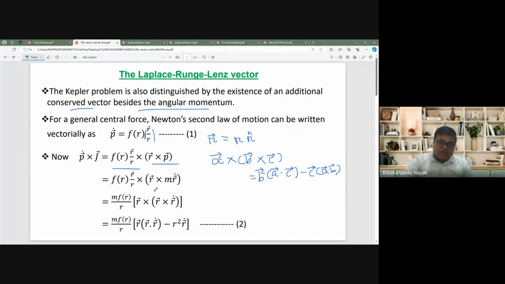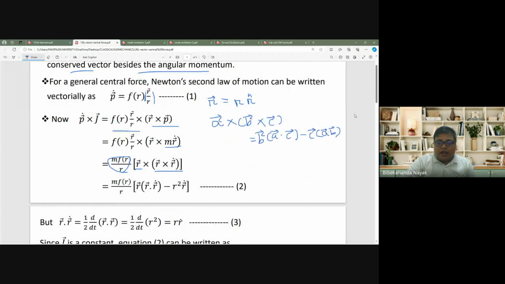So now use this. P is nothing but m times r dot, the velocity. So we take the cross product of these three. m is a constant, so m and F(r) by r are scalar quantities; they come outside the brackets. Only the cross product r cross (r dot cross r) remains. According to the formula, B(A dot C), B is r dot, and C(A dot B), C is r, with A dot B being r dot r, which is r square. So now you simplify these quantities.